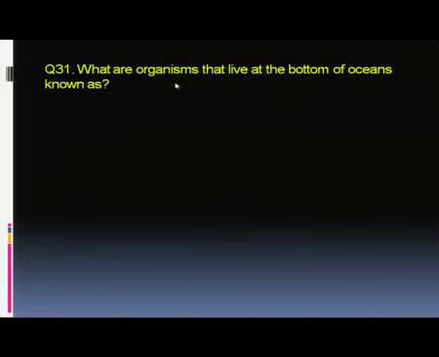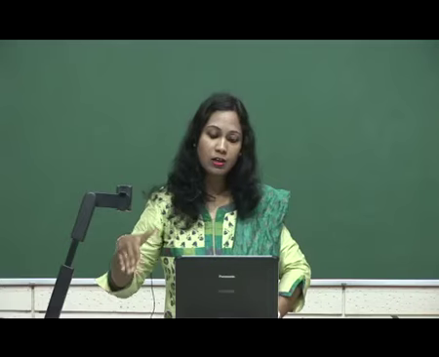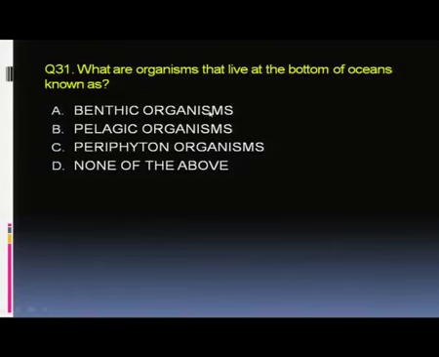Next question. What are organisms that live at the bottom of oceans known as? Again, ocean is also an important ecosystem and in ocean there are various layers depending on the sunlight which falls on it. The options here are benthic organism, pelagic organism, periphyton organism or none of the above. So, here if you know what are the various layers of the oceans known as, you can simply answer it.